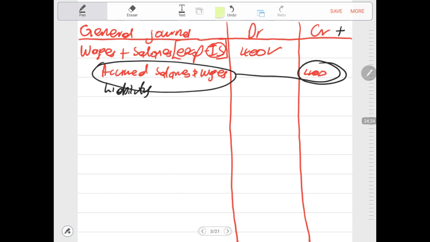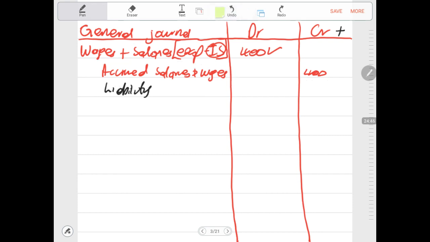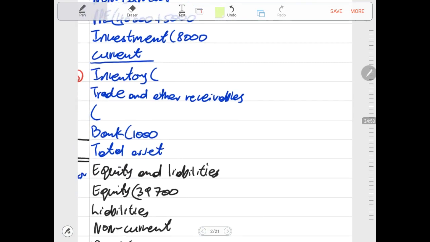And the second or third question, which liability are we referring to? Non-current or current? This is a current liability. Which current liability? Trade and other payables. So that means accrued expense is a liability and it goes to trade and other payables in the statement of financial position.